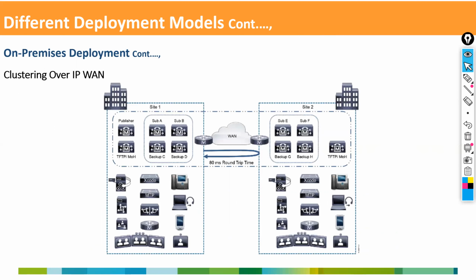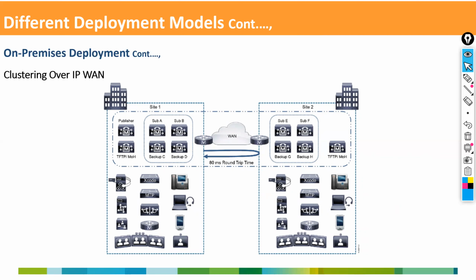Clustering over IP WAN, the best example, India. You have a cluster in the UK, but you also have an office here in Bangalore. Then all the CUCM servers are placed in the UK, but one CUCM server you have to place in India also, because all the call history has to be stored locally. This we call clustering over IP WAN, meaning we are placing a CUCM server locally.